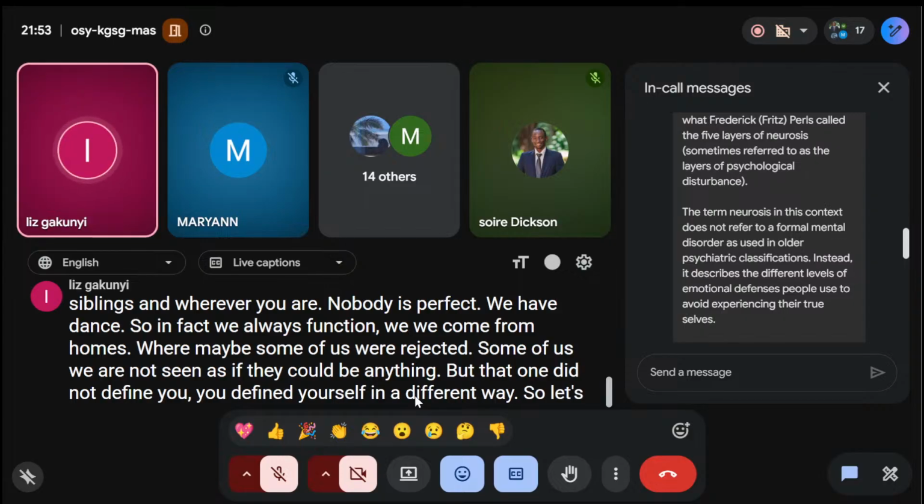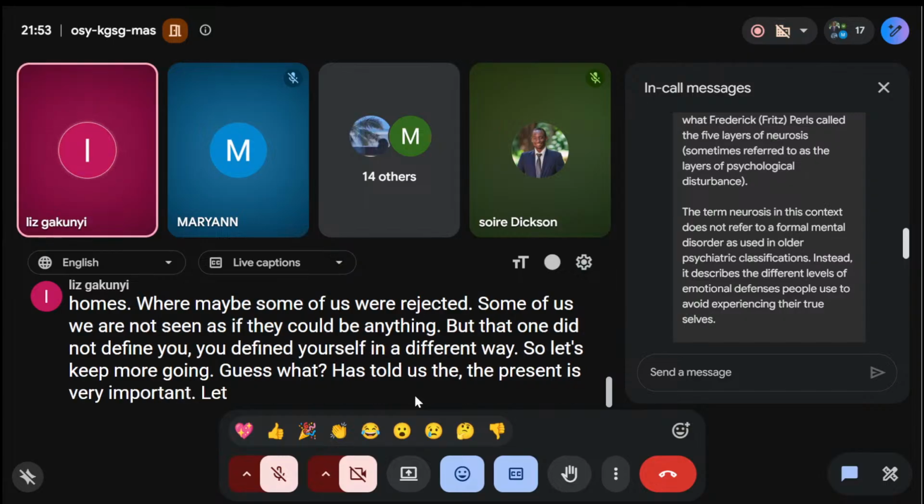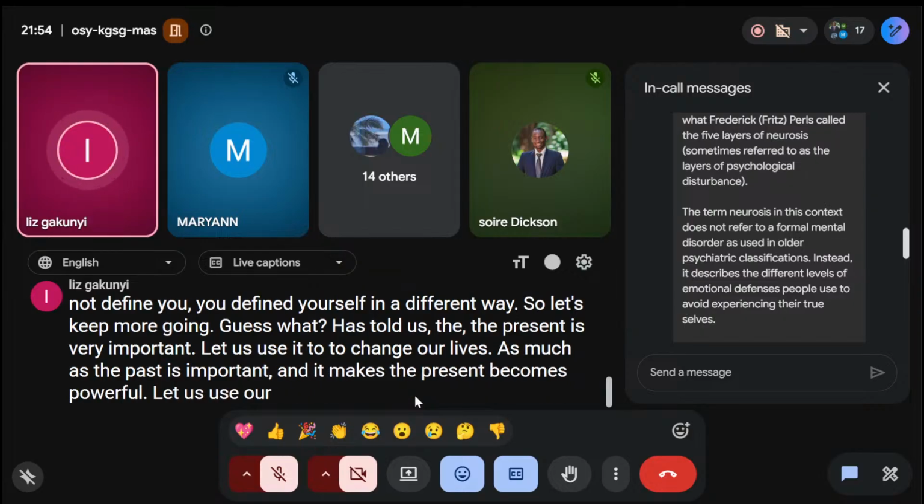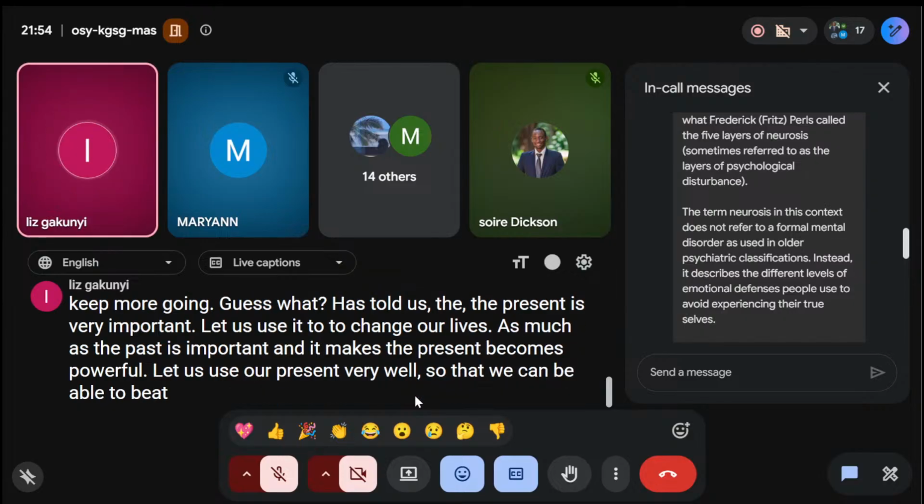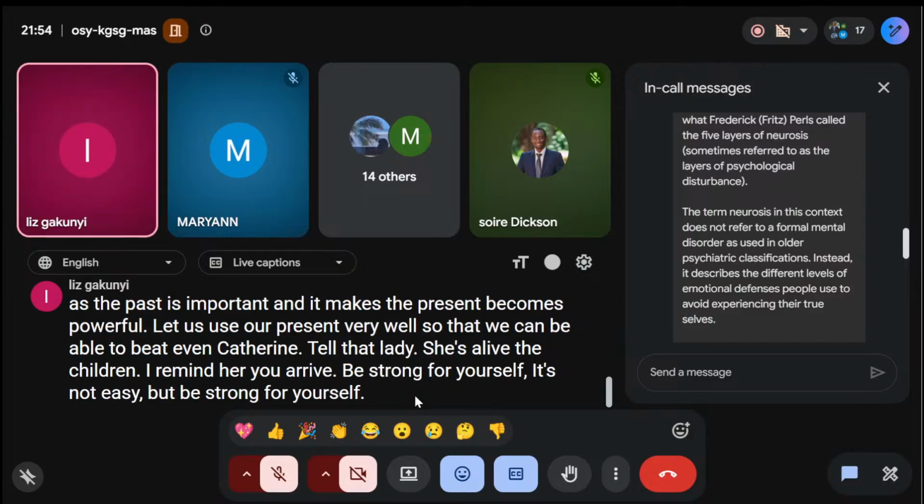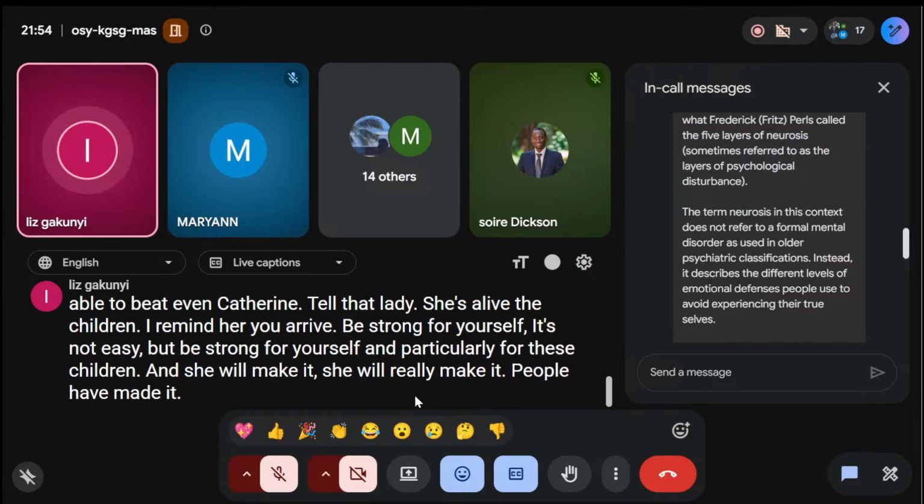So let's keep going. Gestalt has told us the present is very important. Let us use it to change our lives. As much as the past is important and it makes the present powerful, let us use our present very well so that we can be able to beat it. Even Catherine, tell that lady she's alive. The children, remind her, you are alive. Be strong for yourself. It's not easy, but be strong for yourself, and particularly for these children, and she will make it. People have made it. She will make it.